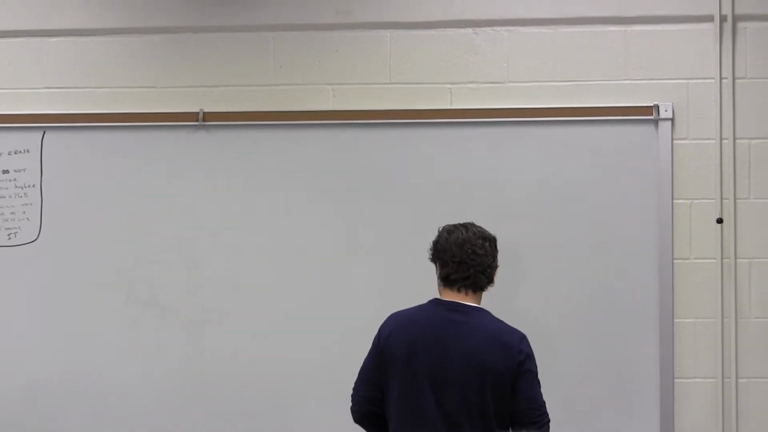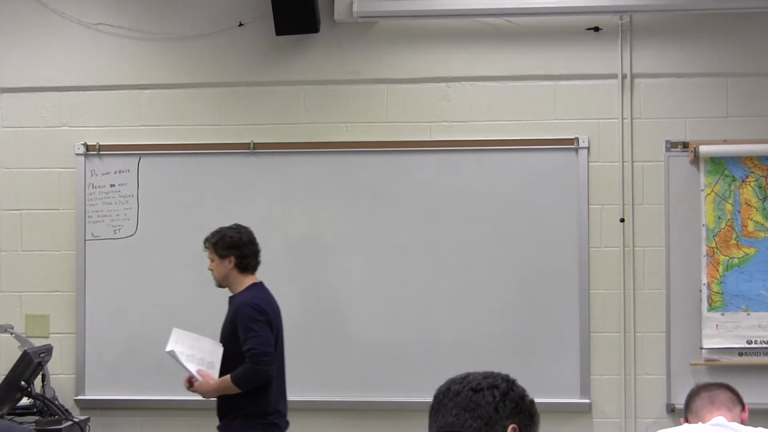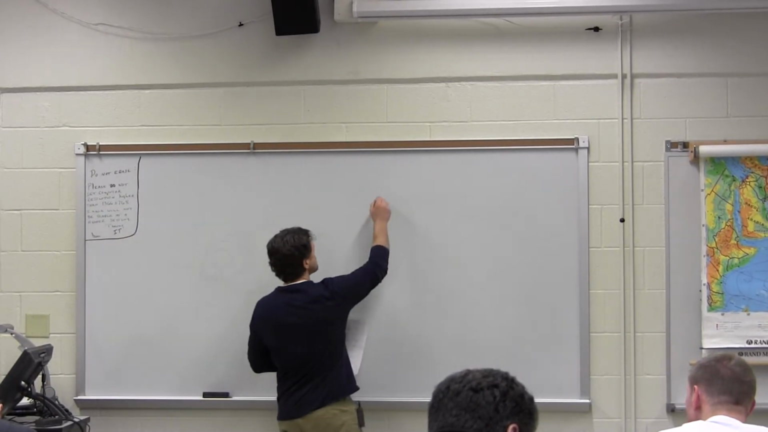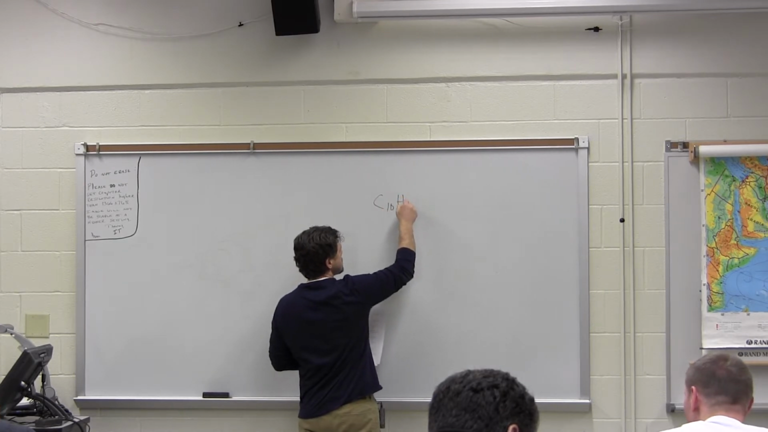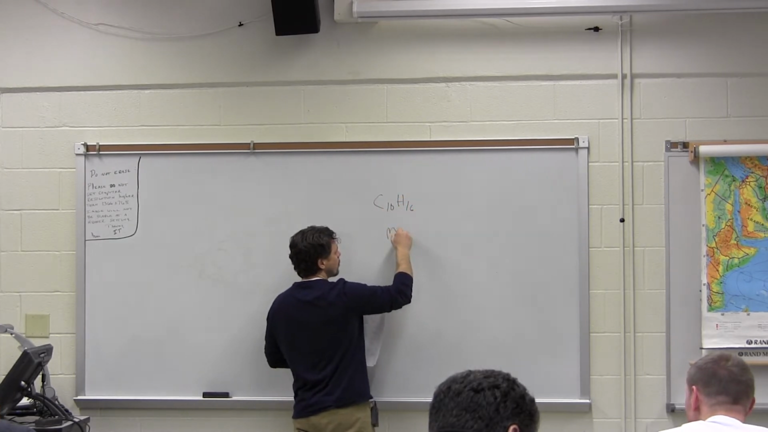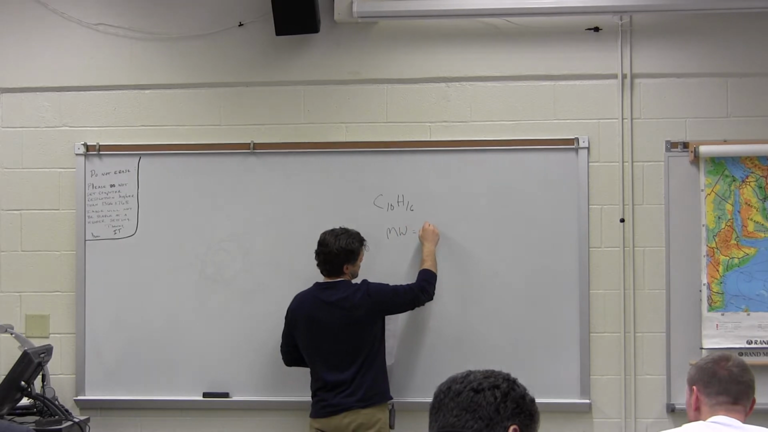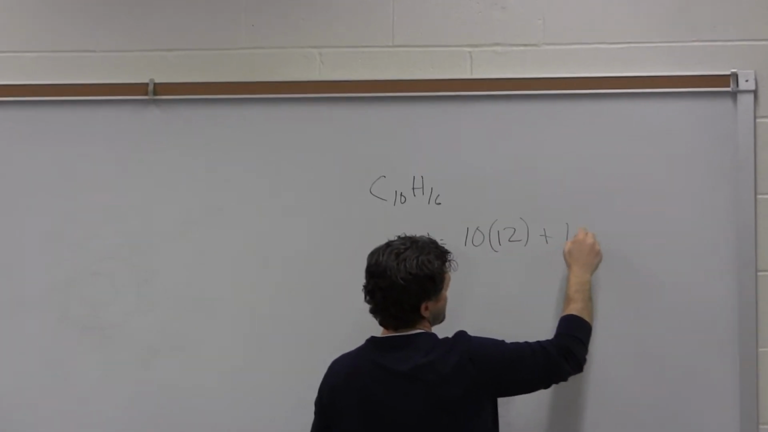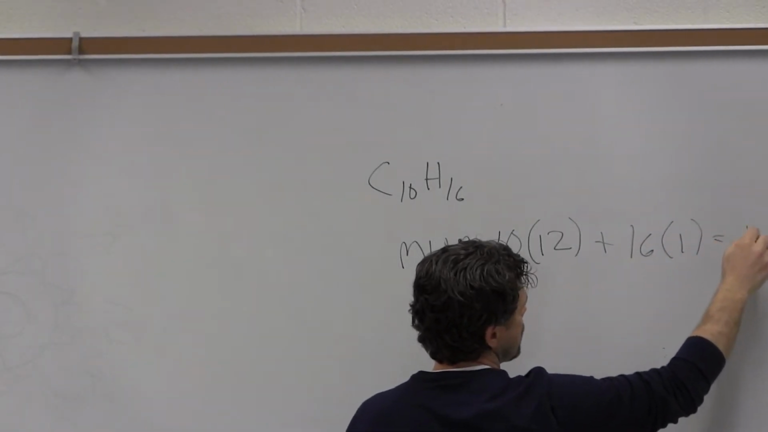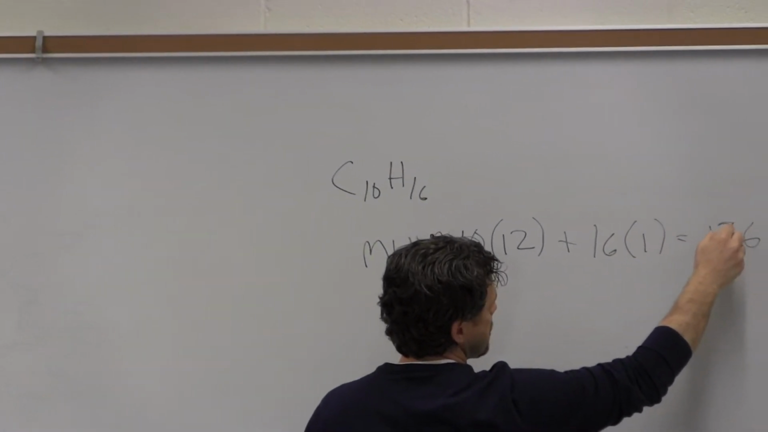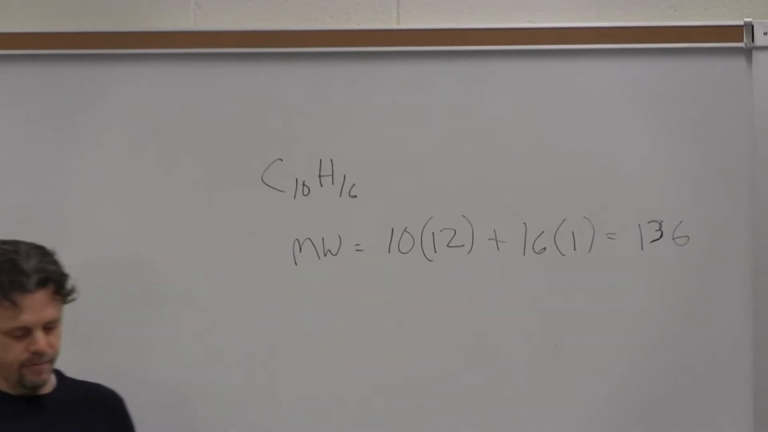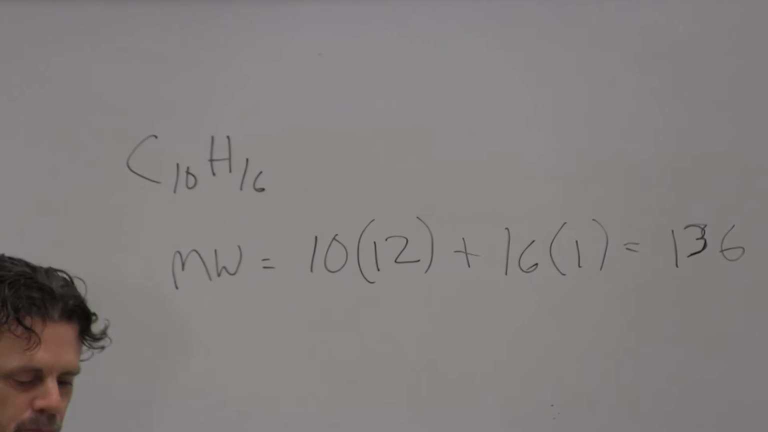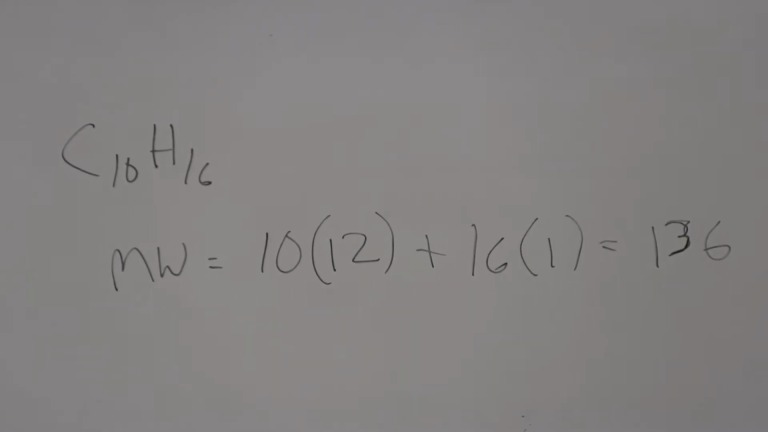And I hope I don't have to do this for anyone in here, but if the formula is C10H16, the way we get the molecular weight is 10 carbon atoms at 12 units each plus 16 hydrogen atoms at 1 unit each equals 136. That's how that's calculated. The same process would have been done for a sesquiterpene, which is C15H24, and you should come up with 204.